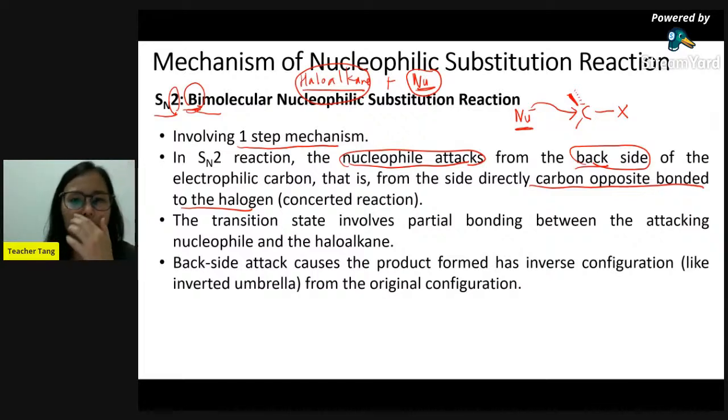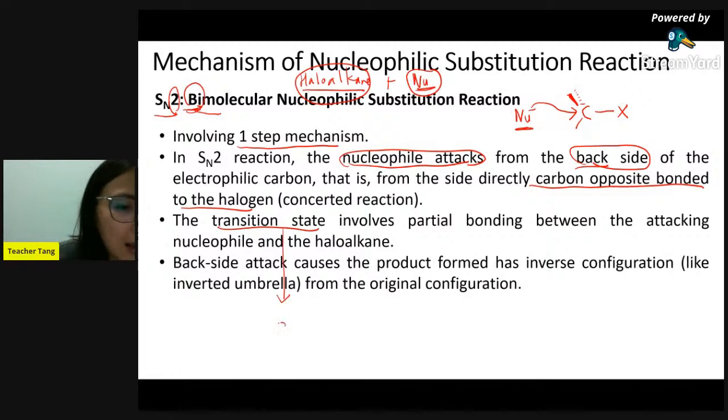And then it will form a transition state. So what does it mean? The transition state is the state di mana the carbon, when it is being attacked by the nucleophile, will partially form a bond with the nucleophile. When we draw dot dot dot like this, it is partially forming a bond with the nucleophile, and partially breaking the bond with the halogen.